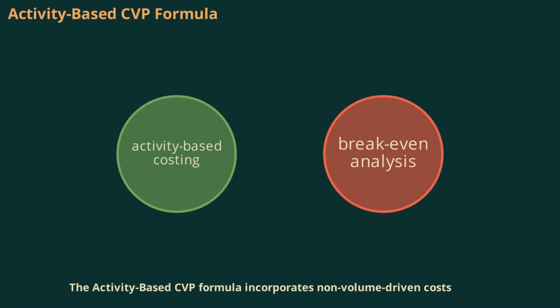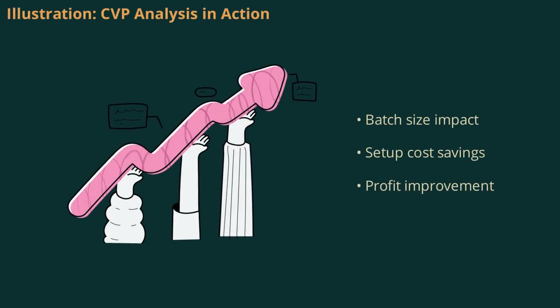The activity-based CVP formula incorporates non-volume driven costs, providing a more comprehensive break-even analysis. The formula is: break-even point in units equals fixed cost plus batch-level cost driver cost per batch plus product-sustaining cost driver cost per product, divided by selling price per unit minus variable cost per unit. This approach allows managers to see how changes in batch sizes or product enhancement affect profitability and operations. Let's look at a practical example.